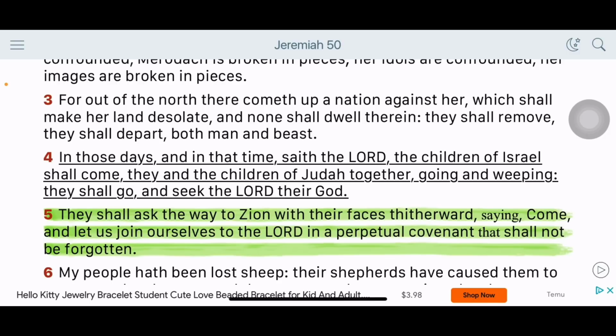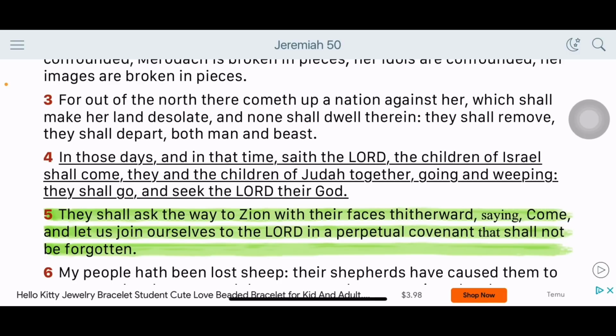Then, guess what? It says, in those days and in that time, saith Yahuwah, the children of Yasharal shall come, they and the children of Yehuda together, going and weeping, they shall go and seek Yahuwah their Elohim. So this is not talking about when the children of Yasharal is coming out of the Babylonian captivity. Why is that? Because the nation of Yasharal never went into Babylonian captivity. Only the tribe of Judah went into the Babylonian captivity. But it says here that the children of Yasharal and the children of Yehuda together. So this is not talking about the Babylonian captivity.